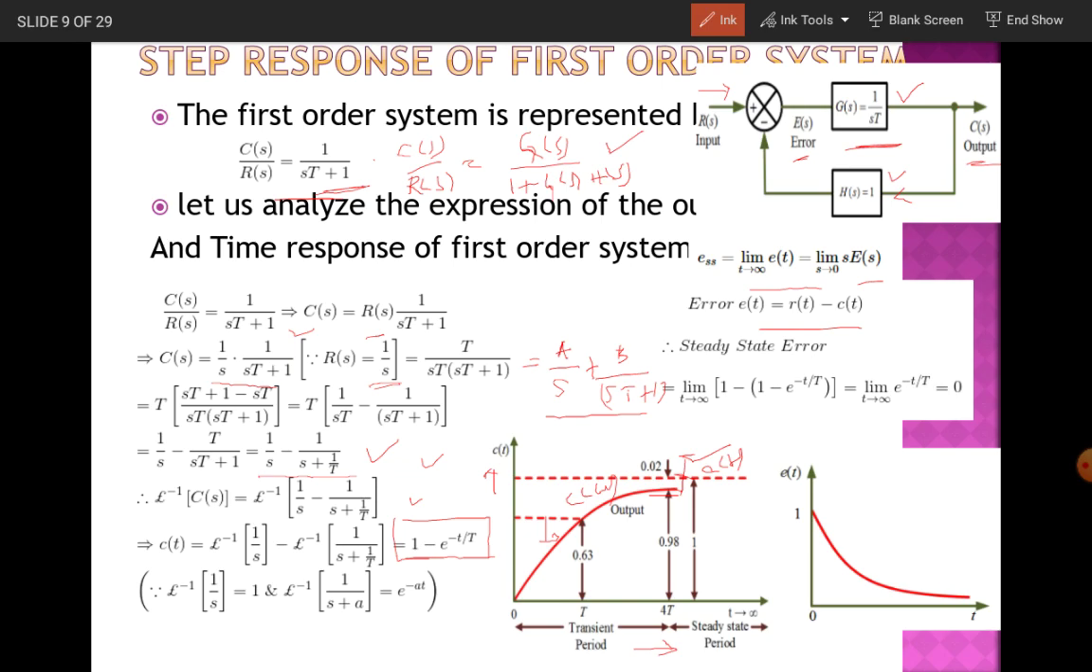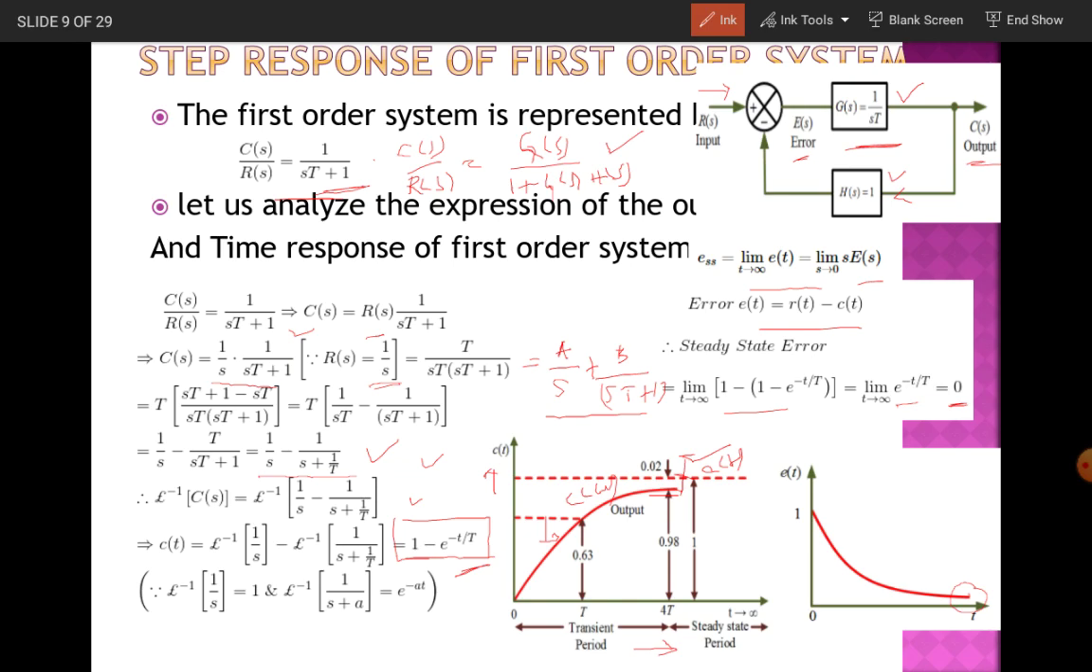So substituting this error expression here, you will get, so R of t is 1, that is we have assigned this as a step input, R of s is equal to 1 by s, and in the time domain its value is 1, minus C of t, which we have found as 1 minus e power minus t by T. So substitute in this expression, you will get e power minus t by T. So when time tends to infinity, substitute in this expression, you will get 0. So the steady state error becomes 0. So finally it may reach 0.